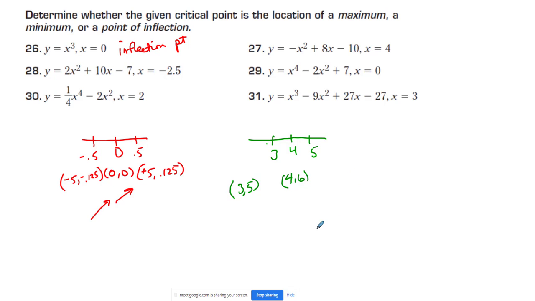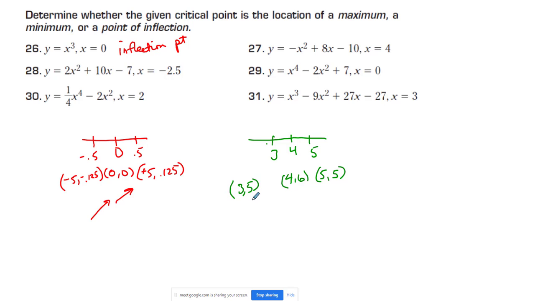And let's see what's going on at 5 then. 5 times 5 is 25, so negative 25 plus 40 is going to be a positive 15, and a positive 15 take away 10 is going to be a 5. So at 5, we also get a 5 out.